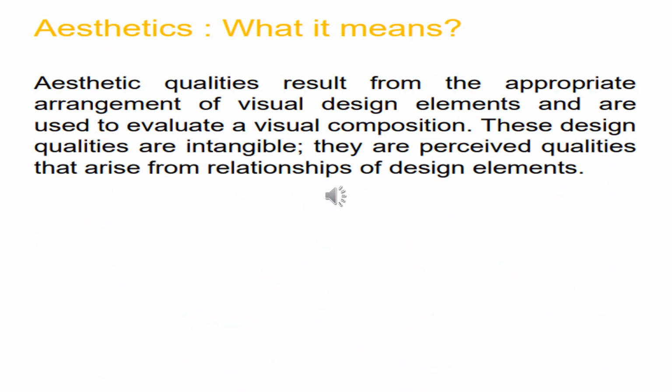Since we're talking about aesthetics, then what does it mean? Aesthetic qualities result from the appropriate arrangement of visual design elements and are used to evaluate a visual composition. These design qualities are intangible. They are perceived qualities that arise from relationships of design elements. But of course, take note of this. We have the four C's of bridge aesthetics, and these are the following.